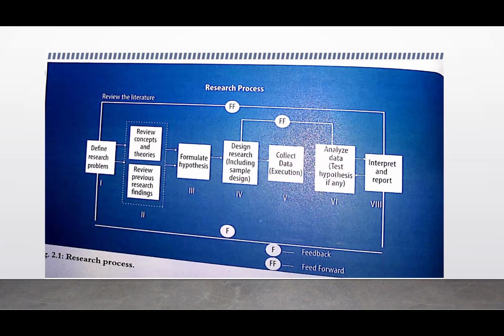This is the research process, the different steps of the research process. First step is literature review. Literature review defines the search problem, and then we review concepts and theories, review previous research findings, formulate hypothesis, then design research, then collect data. The next step is analyze data, and the next step is interpret and report.